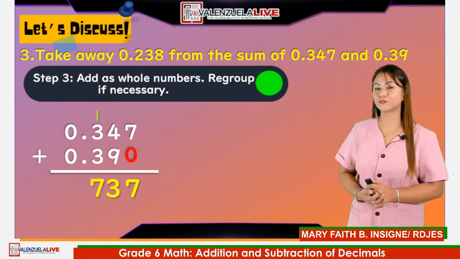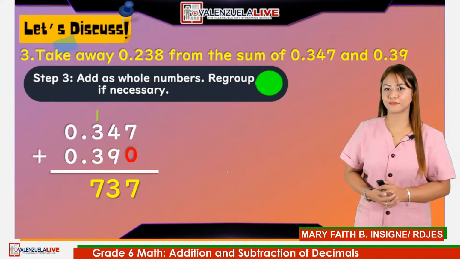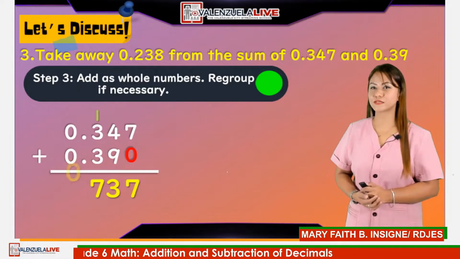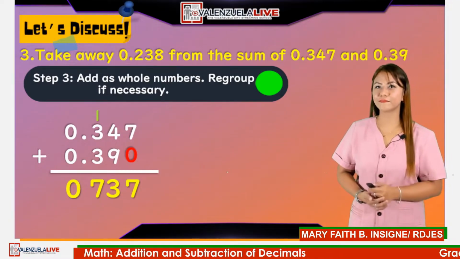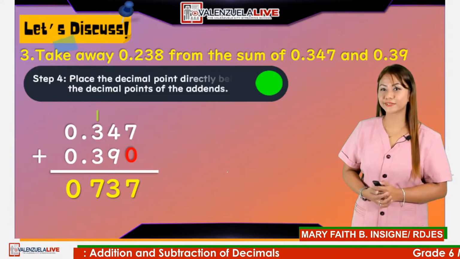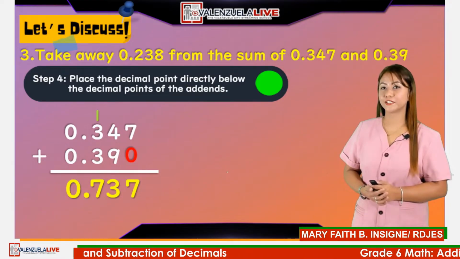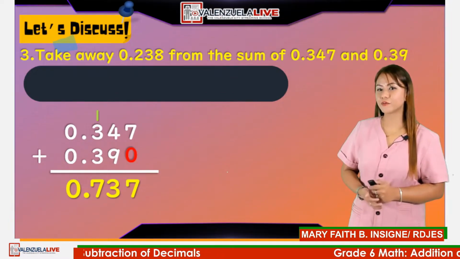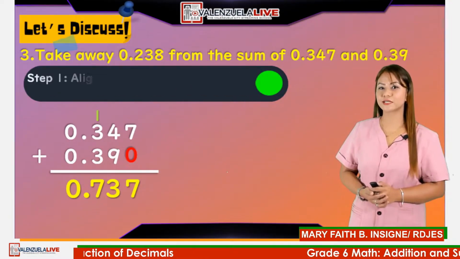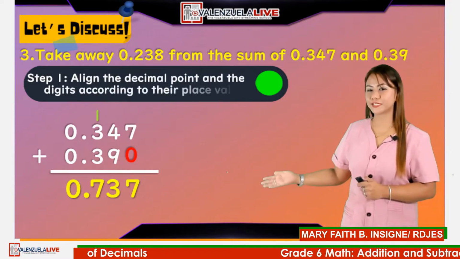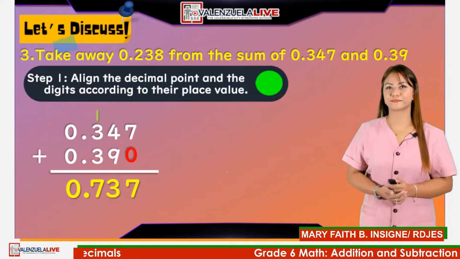3 plus 3 plus 1 equals 7. Then finally, bring down 0. Last step, place the decimal point directly below the addends. Therefore, the sum of the given decimal numbers is 737 thousandths.